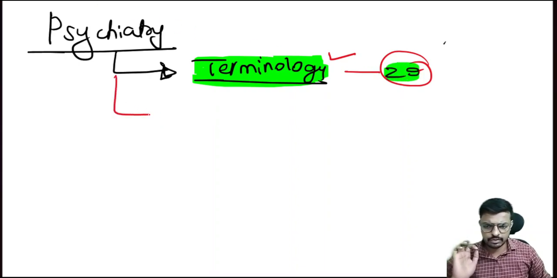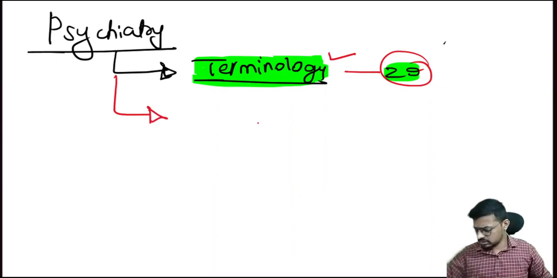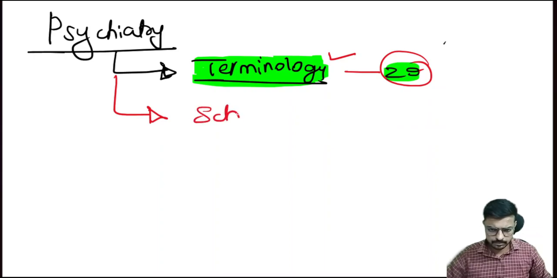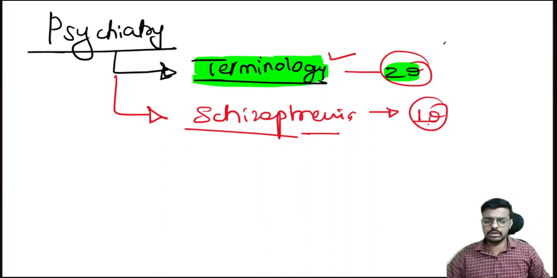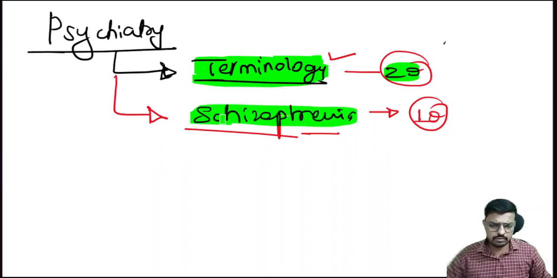After that, what is most important in psychiatry? That is schizophrenia. From schizophrenia, in every year's question paper there is one question that may include the types of schizophrenia, negative symptoms of schizophrenia, positive symptoms of schizophrenia, Kurt Schneider's first rank symptoms of schizophrenia, or else the types of schizophrenia and the management of schizophrenia. Repeatedly, there is one fixed question coming from the schizophrenia topic in all the exams.